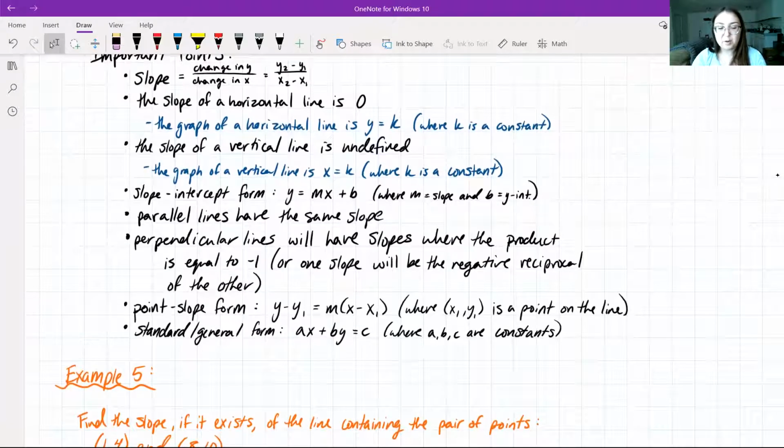Then we have our slope-intercept form, and this is ways that we write equations. So in this case, we would have y is equal to m times x plus b, where m is your slope, and b would be considered your y-intercept.